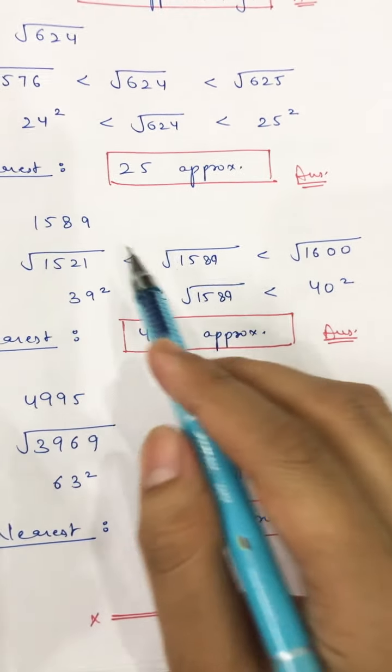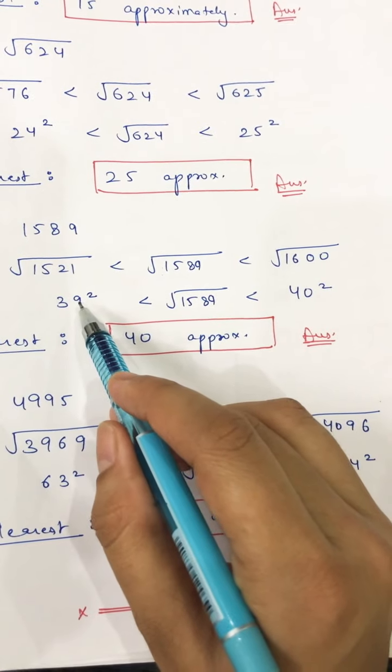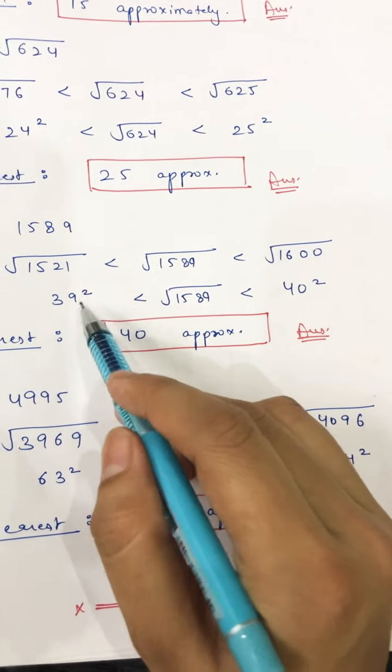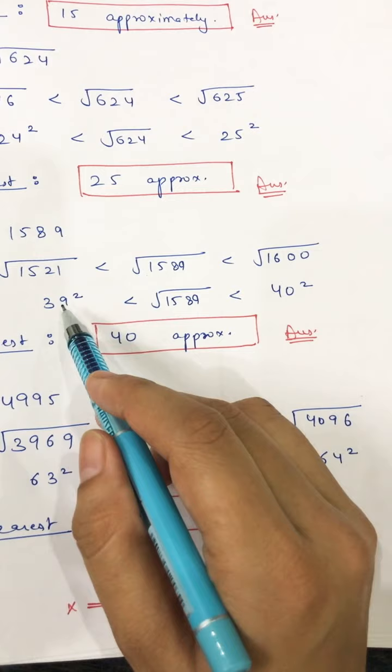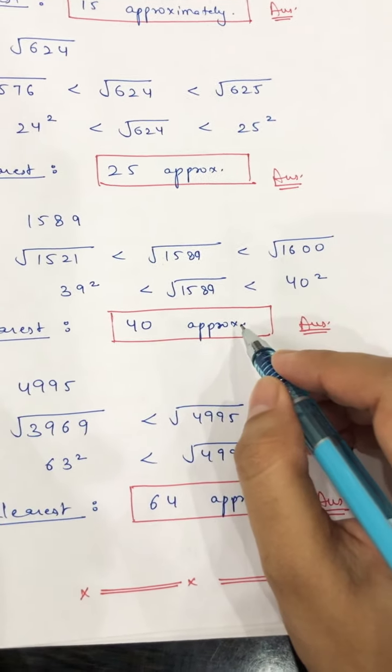There is no need to write down this. You have to write the answer only in this way. If the answer is 39, write down 39 approximate, or else write down 40 approximate.